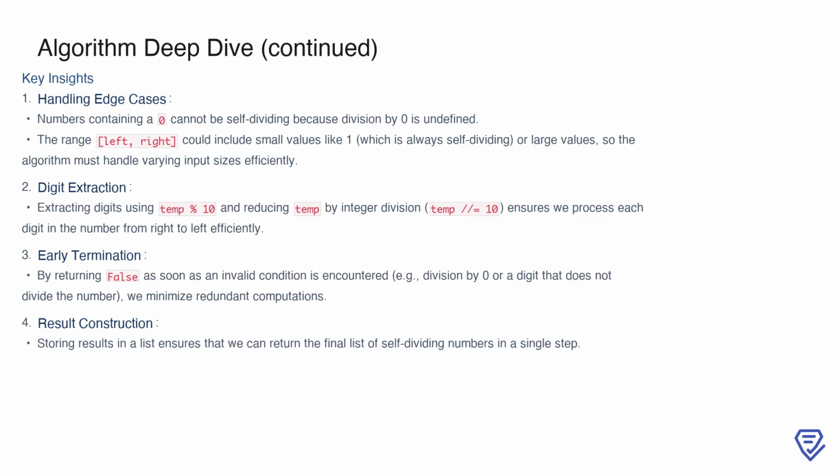The process of extracting digits is done by repeatedly taking the remainder of the number divided by 10, and then reducing the number using integer division by 10. This ensures that we process each digit from right to left in an efficient manner. Another important optimization is early termination. If at any point we encounter a digit that disqualifies the number, such as a 0 or a digit that does not divide the number evenly, we immediately stop further checks and return false. This prevents unnecessary computations. Finally, constructing the result list dynamically allows us to efficiently store and return all valid self-dividing numbers at the end of the process.